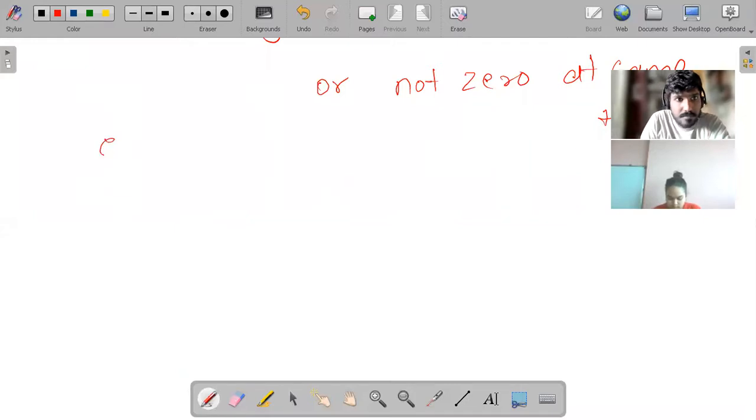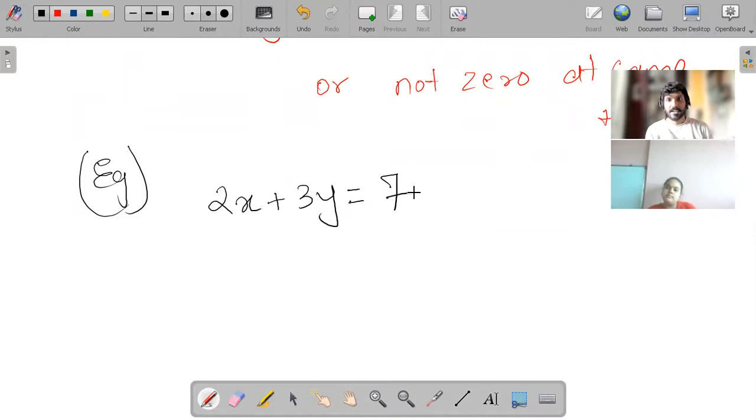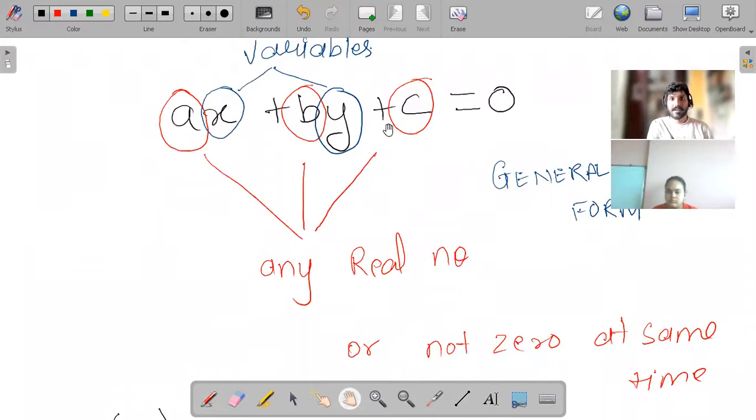Is this a linear equation? Yes, this is a linear equation. Is this in the general form of the linear equation? How does the general form look like? General form should be ax plus by plus c equal to 0.